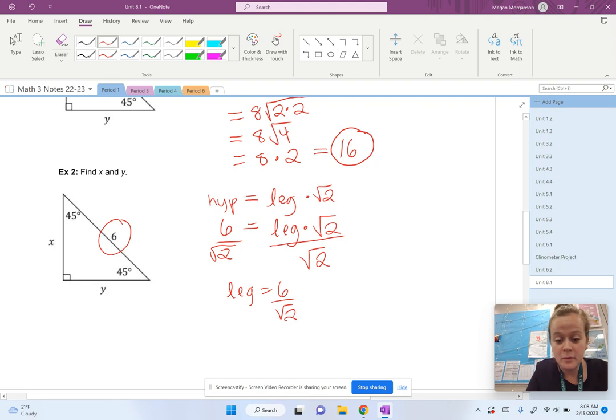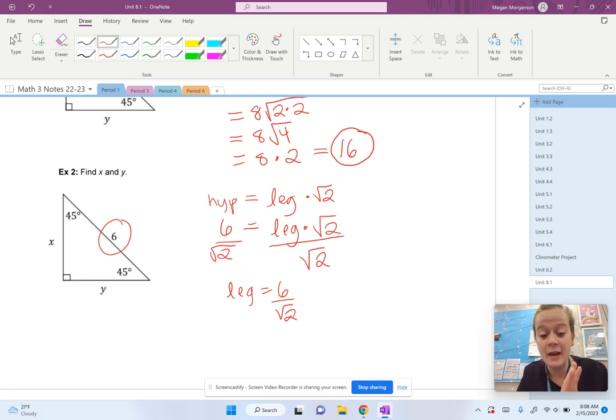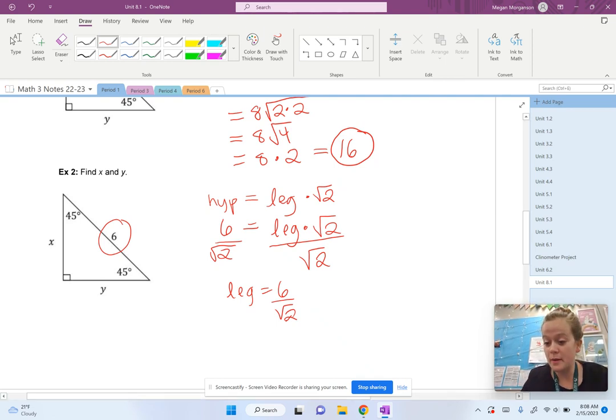Something very, very important to remember is we don't like leaving square roots in the bottom. That doesn't work very well for us. So we're going to get that out of the bottom. If you're not quite sure what to do, remember, you can always multiply by 1. So I know that the square root of 2 divided by the square root of 2 is 1. The same thing over the same thing is still 1. And I know that's going to get rid of the square root. So let's multiply that out.